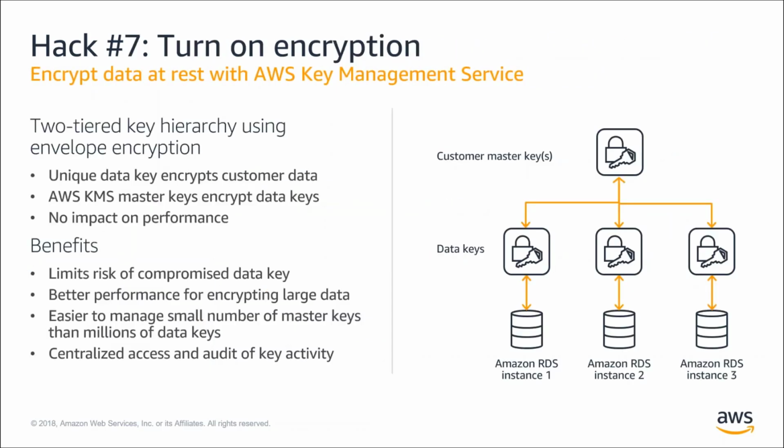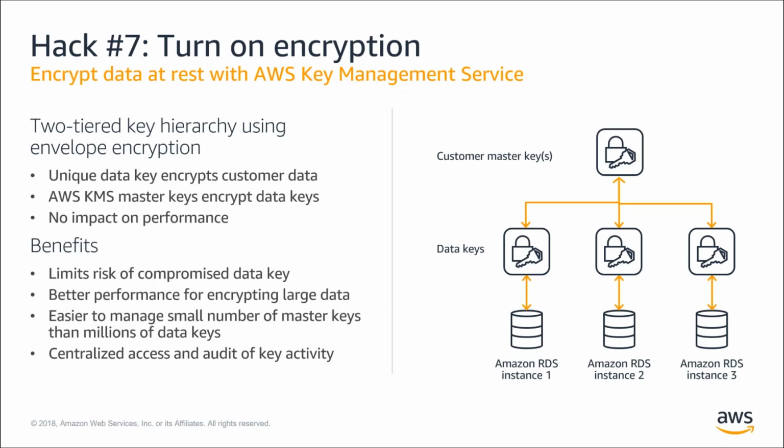Hack number 7 is turning on encryption for the data in your MySQL database. Now, RDS provides automatic encryption of data at rest using the AWS Key Management Service, or KMS. Now, KMS is a managed service that provides you the ability to create and manage encryption keys and then encrypt the data using those keys.